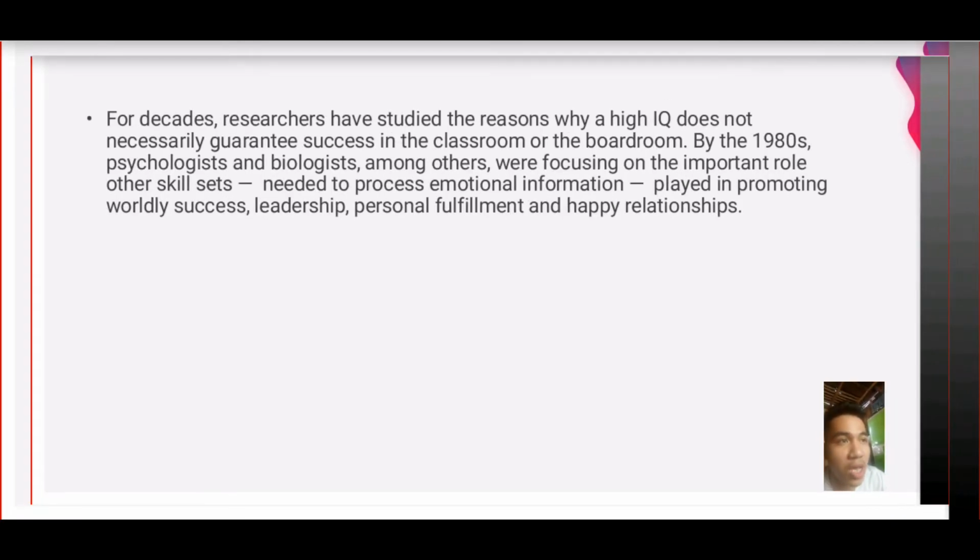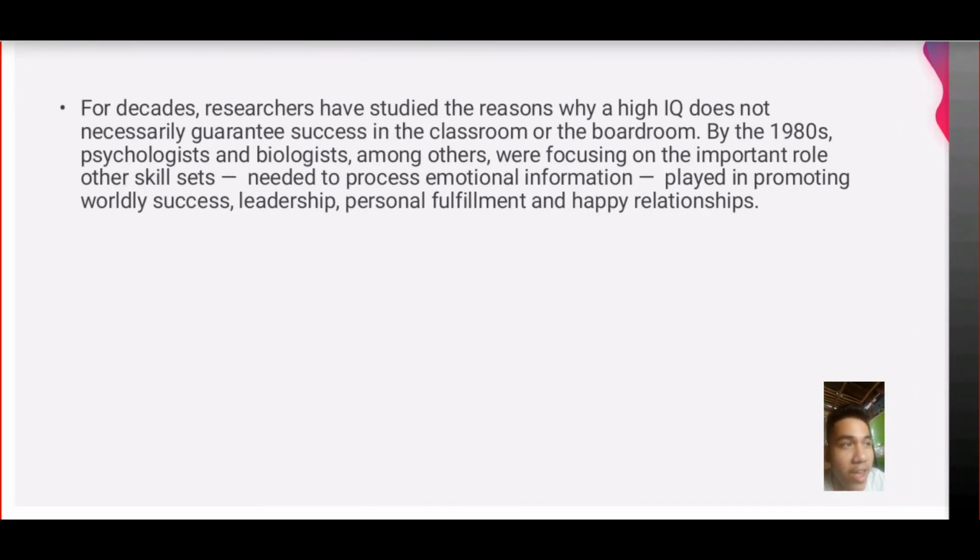For decades, researchers have studied the reasons why a high IQ, or intelligence quotient, does not necessarily guarantee success in the classroom or the boardroom. By the 1980s, psychologists and biologists, among others, were focusing on the important role that other skill sets needed to process emotional information played in promoting worldly success, leadership, personal fulfillment, and happy relationships.